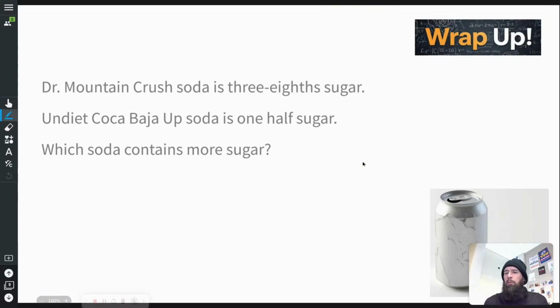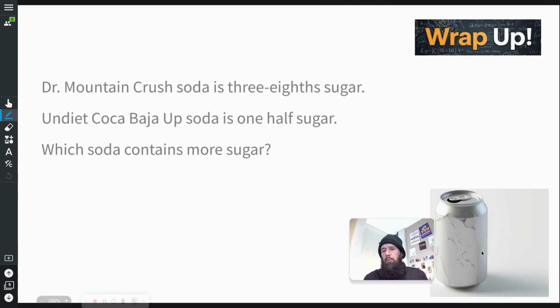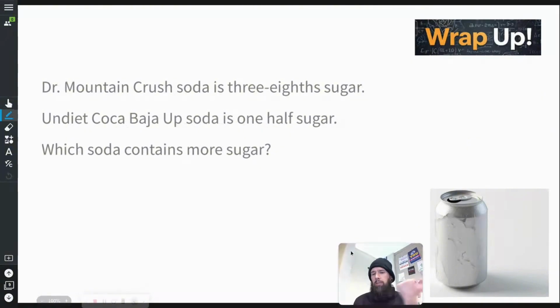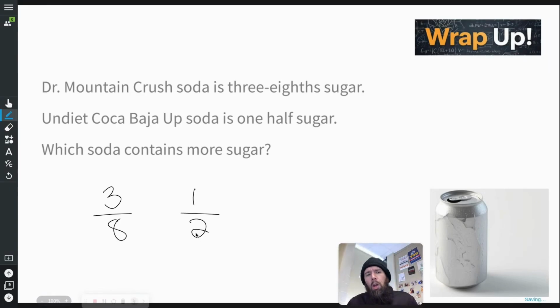My favorite sodas. Let me move my face. There it is. I always get this backwards because everything's backwards on my screen. Dr. Mountain Crush Soda is 3/8 sugar. Okay? 3/8 is the Dr. Mountain Crush. An undiet Coca Baja Up soda is 1/2 sugar. Which soda contains more sugar?